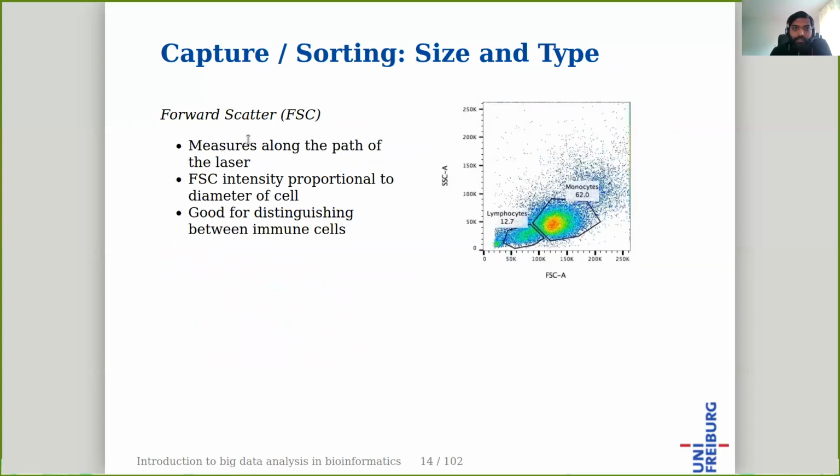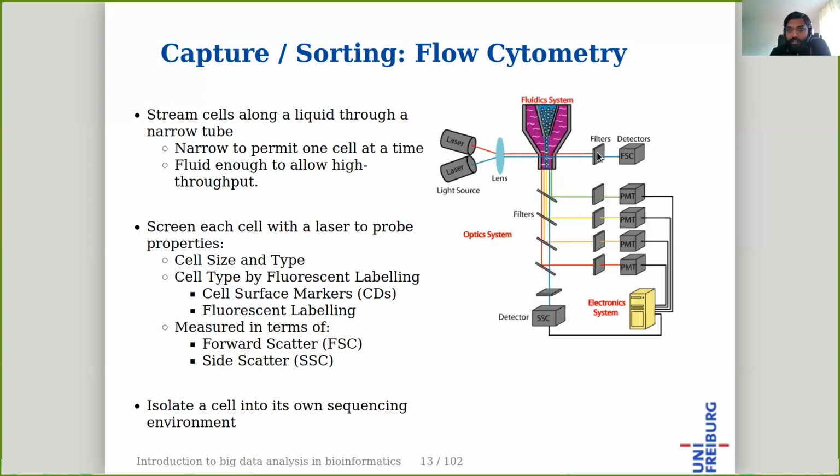First, look at the forward scattering. The forward scattering is measured along the path of the laser, so it's exactly in front of the laser. The cell goes through it, and there is a detector here. The laser shoots at one cell at a time, and when there is diffraction of light, you see this on the detector. If the diffraction is really high, then the cell might be of larger size, and if the diffraction is low, then the cell is probably of smaller size. This kind of information is gathered on the forward scattering detector.